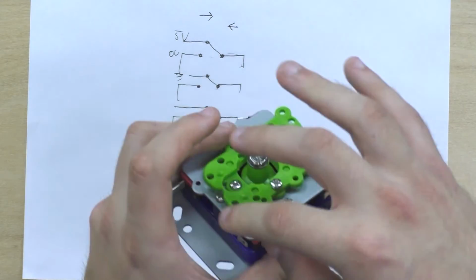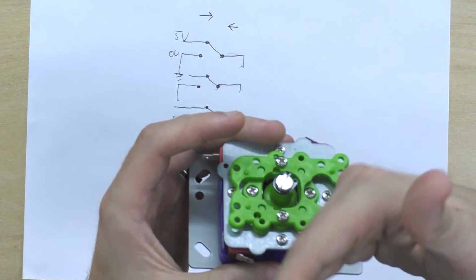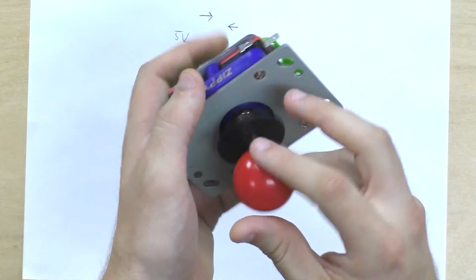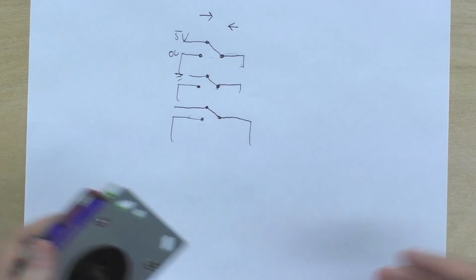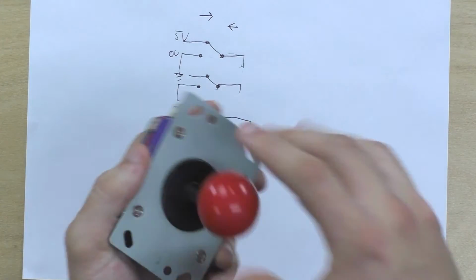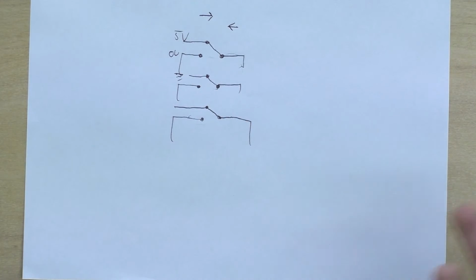And by combining both switches, if this side and this side are connected, then you know there's a diagonal movement, different things like that. So incredibly simple, you get directional input from 4 sets of switches.